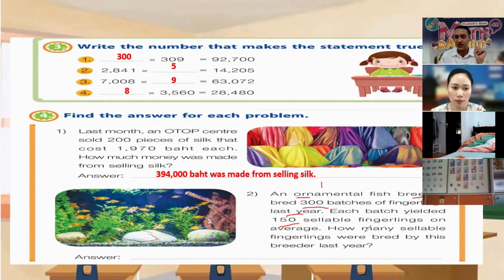Now read the question. What is the question asking? The question is asking how many sellable fingerlings were bred by the breeder last year. So which method are we going to use?